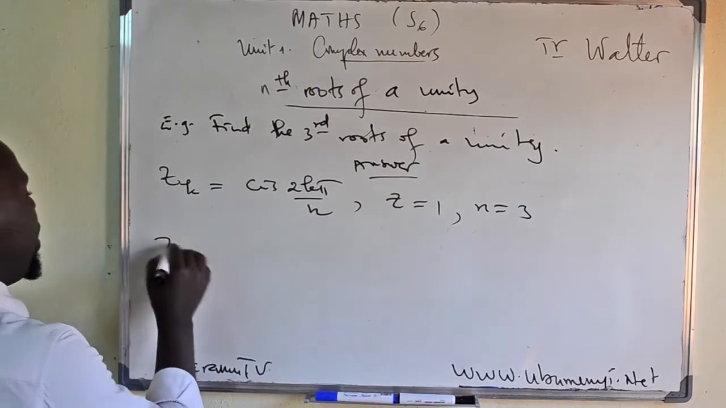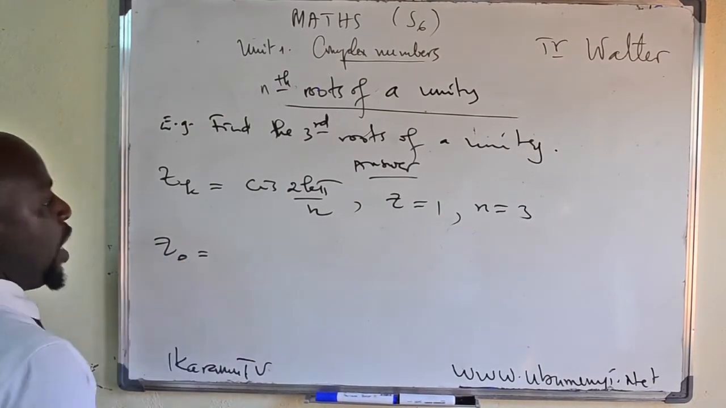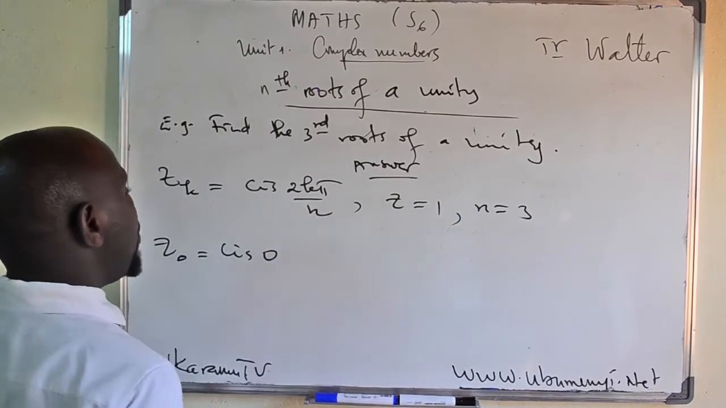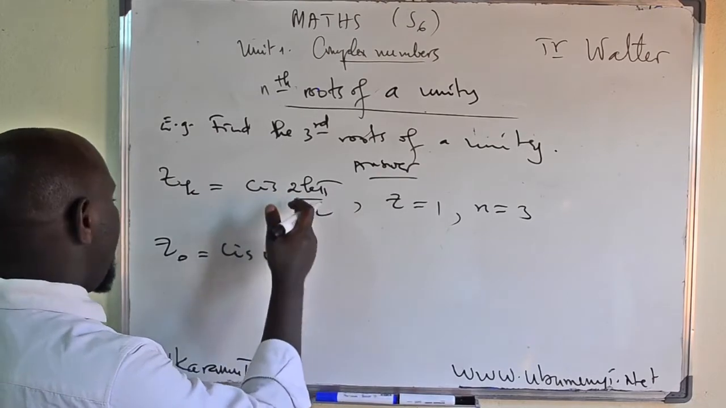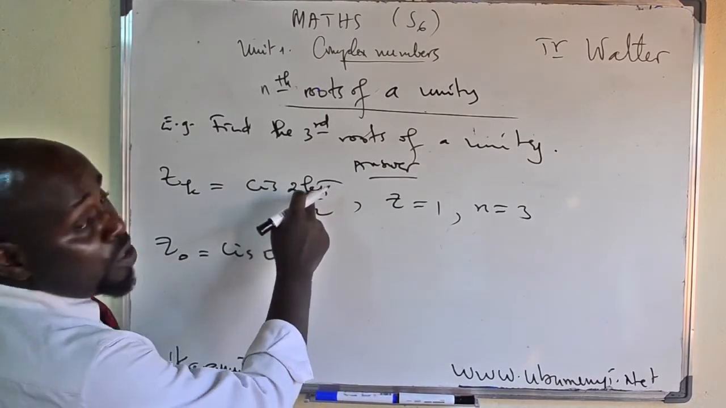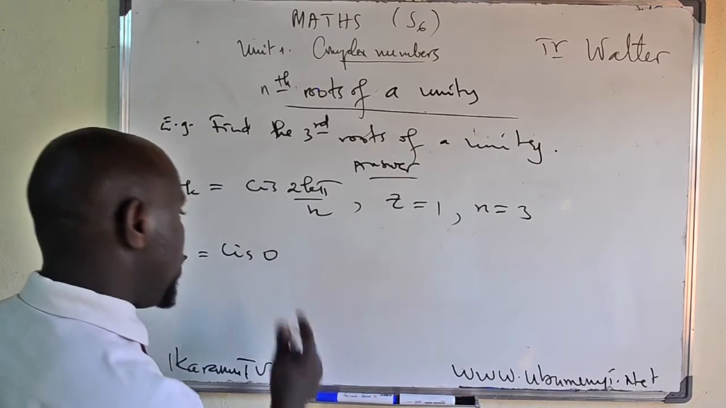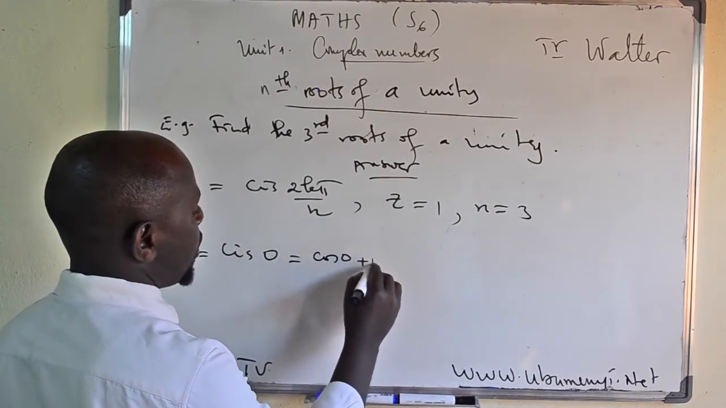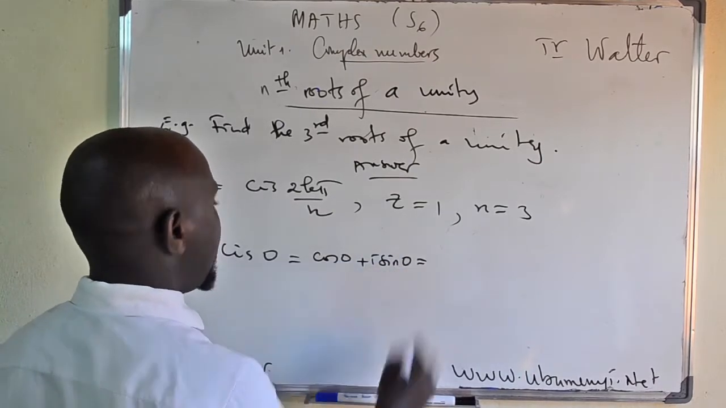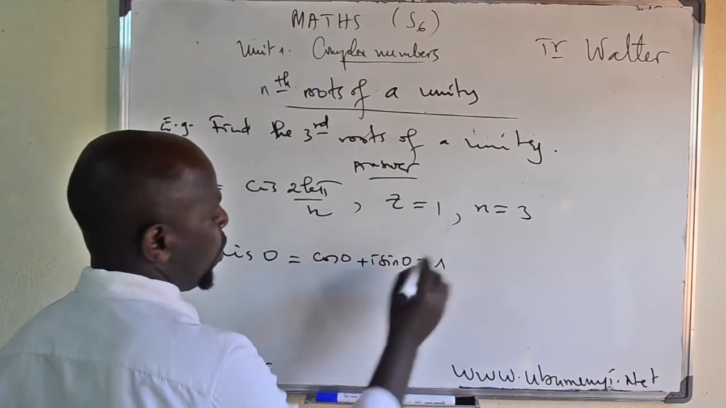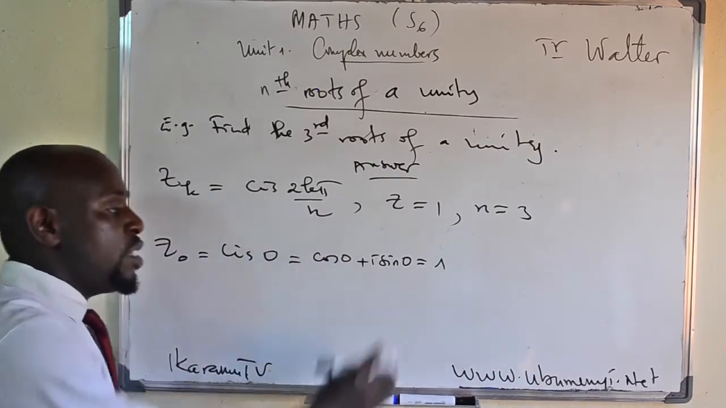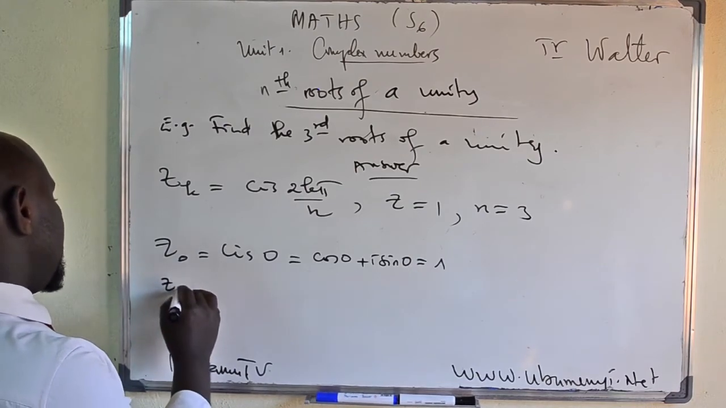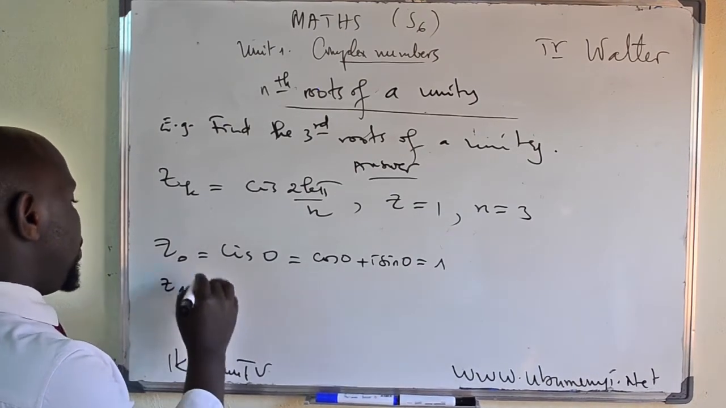The first root will be z0. z0 here will be equal to cis 0, because in 2k pi over n, k is 0, so 2 times 0 times pi is always 0, over n, it's always 0. If we expand, this is cos 0 plus i sin 0, and this will be equal to 1, because cos 0 is 1 and sin 0 is 0. So we get 1. And now we get the second one, z1.